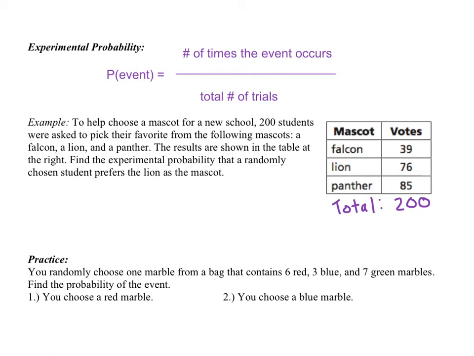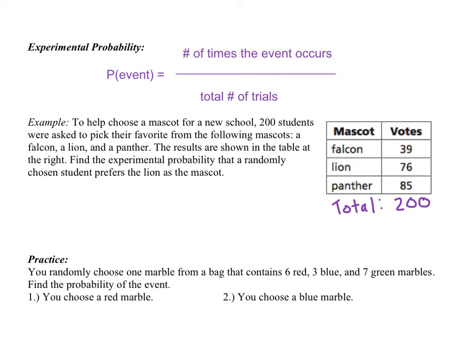gone through. So in your example, it says to help choose a mascot for a new school, 200 total students were asked to pick their favorite from the following mascots: a falcon, a lion, or a panther. The results are shown in the table at the right. It says find the experimental probability that a randomly chosen student prefers the lion as the mascot.